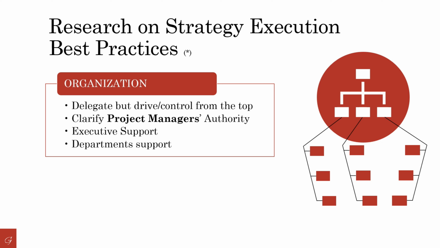Let's start with best practices considerations on organization. Delegate authority, namely to project managers, but drive and control this from the top. The CEO must be deeply involved. Project members and project managers act cross-functionally, so make sure you clarify their authority in terms of scope, budget, timing, and shared resources, namely people.